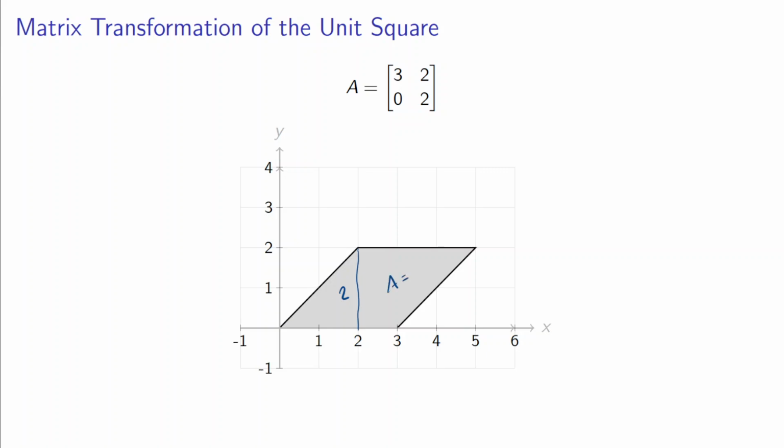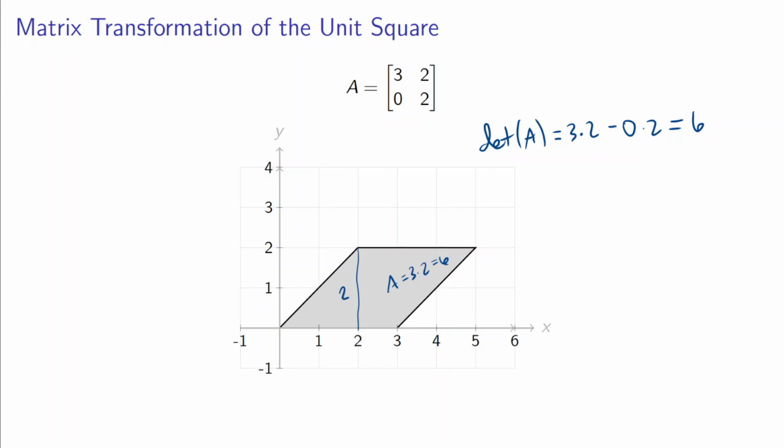So the area of this is going to be 3 times 2, which is 6. The determinant of this matrix A is going to be 3 times 2 minus 0 times 2, which again, of course, is 6. So this tells us that any object that we look at, if we were to transform it under this matrix transformation, then the resulting object would have area 6 times the area of the original object.